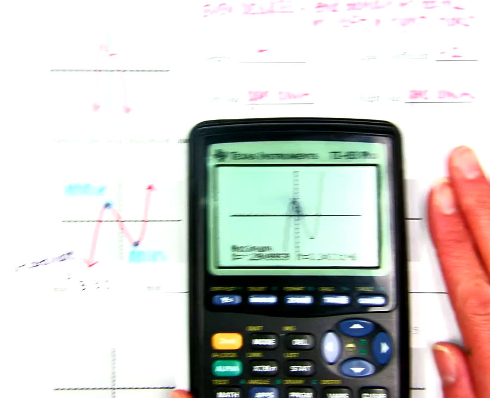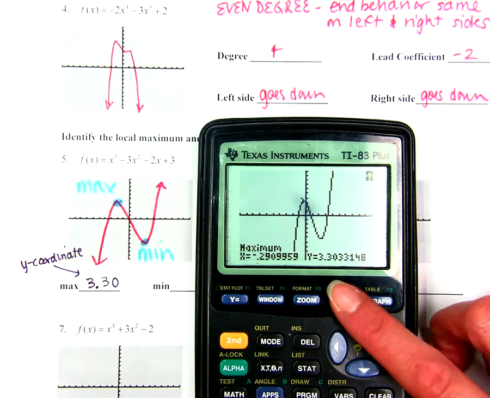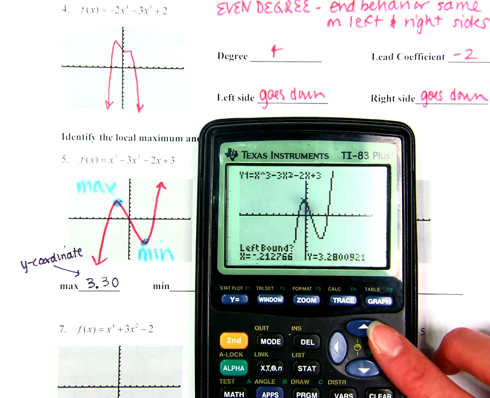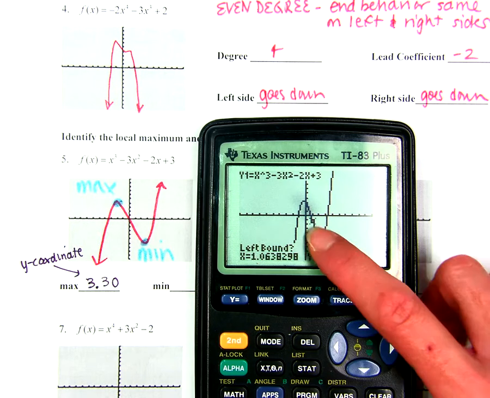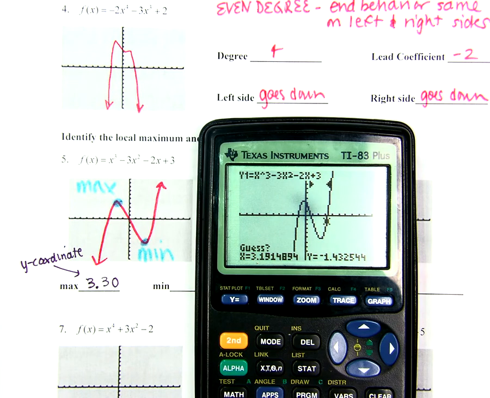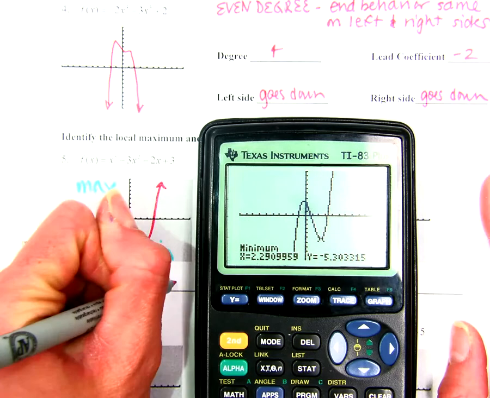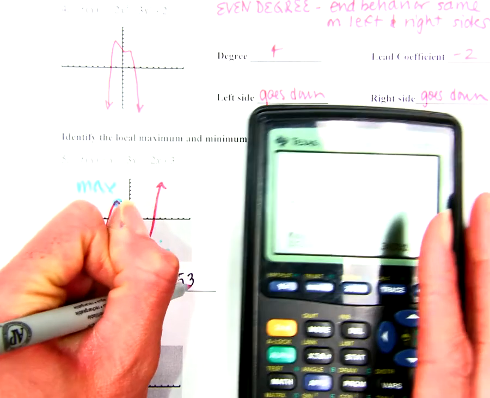Okay. All right, same thing for finding my local minimum. So I'm going to hit second trace, calculate my minimum, and I'm going to make sure my cursor is a little bit to the left, hit enter. A little bit to the right, hit enter. And then you could put your guess, hit enter. And that is negative 5.30.